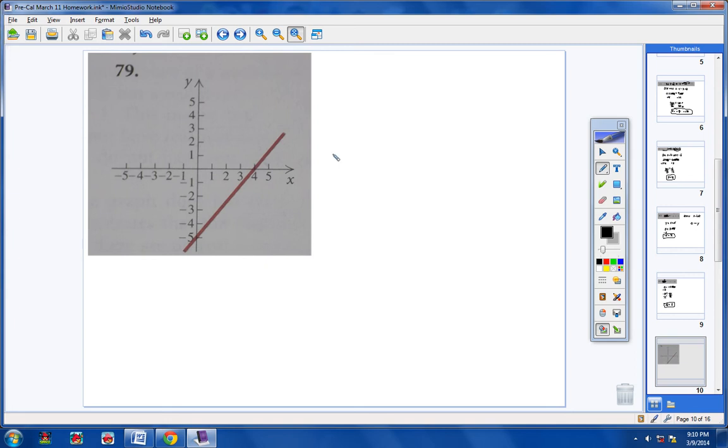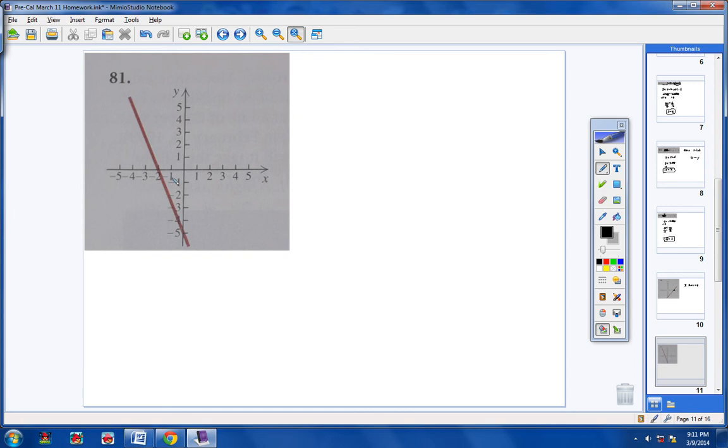And then number 79 and 81, they want you to find the zeros of this graph. Well, guys, zeros are x-intercepts. So where is this graph crossing the x-axis? At 4, right there. So what is the 0 for number 79? The 0 is 4, because that's where the x-intercept is. 81, same thing, guys. Look for the x-intercept. The x-intercept is negative 2. So if the x-intercept is negative 2, then your 0 is also negative 2.